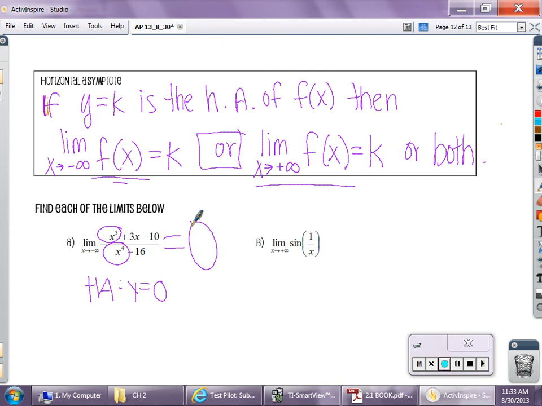We did this one. Remember, when you're doing limits of compositions, you can actually put the limit in. In this case, we're doing 1 over infinity. What does that go towards? 0. Therefore, this is the same as sine of 0, which is 0. All right.